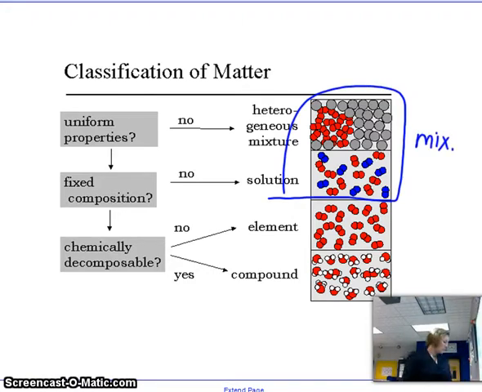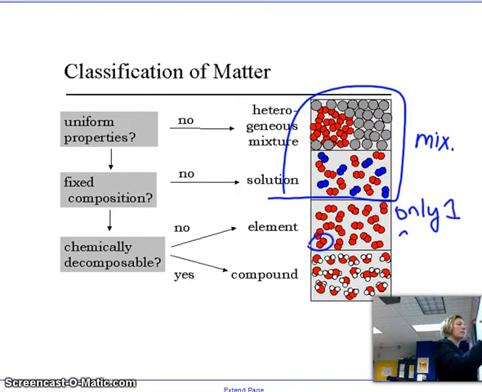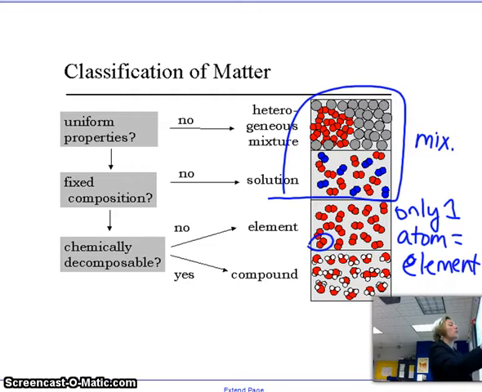Okay? If you notice here, there's only one type of atom, and therefore that is an element. And if you notice in this picture, there's different atoms bonded. How can you tell they're bonded? They're stuck together. This is a compound. Okay?